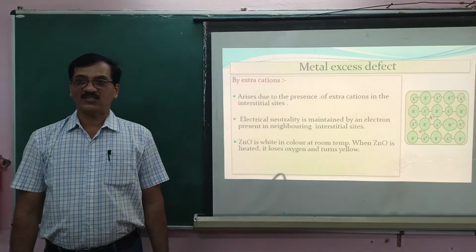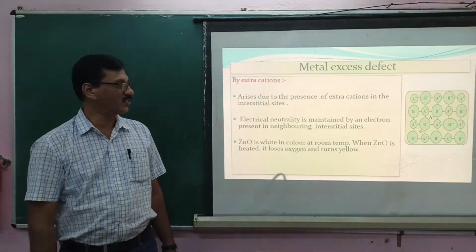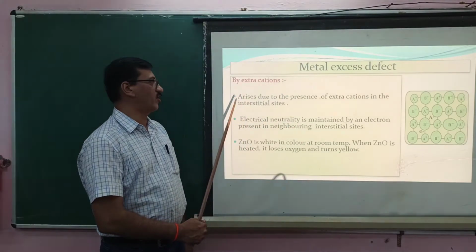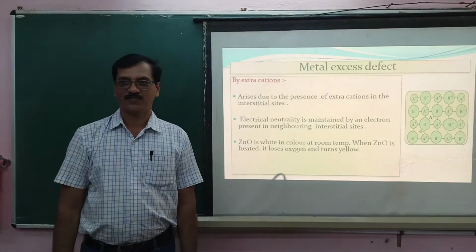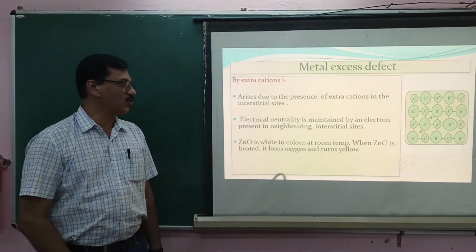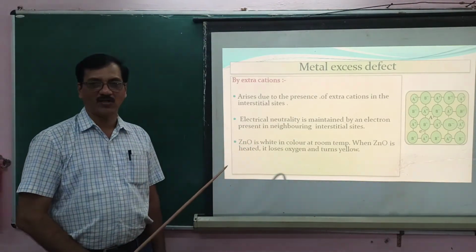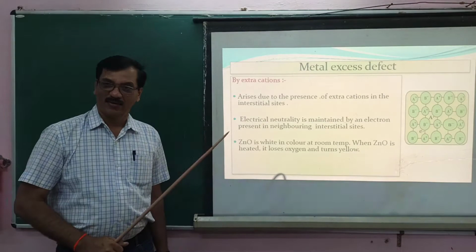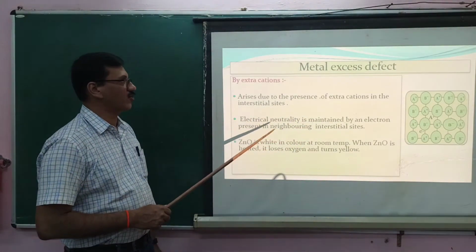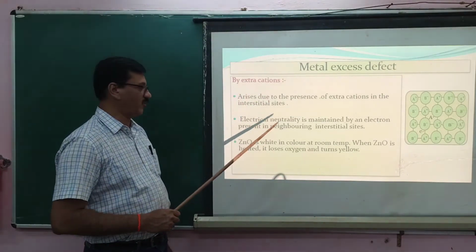The metal excess defect arises when there is the presence of extra cations in the interstitial sites. Okay, so this is metal excess defect. Electrical neutrality is maintained by the electrons, but the cations are more than the anions. This is metal excess defect.